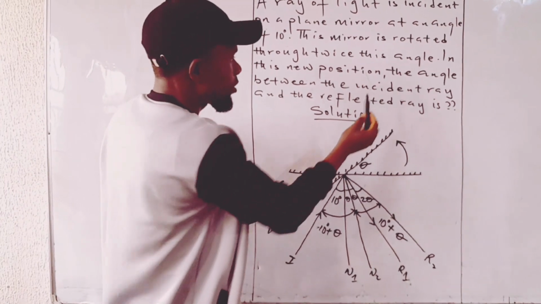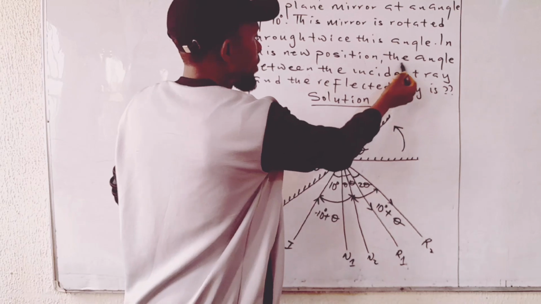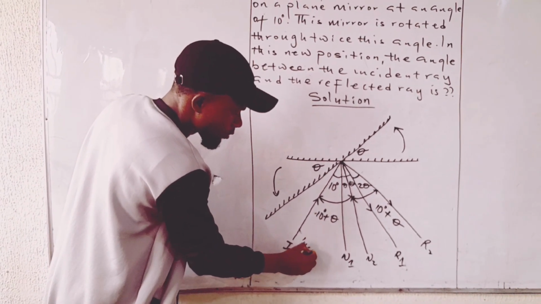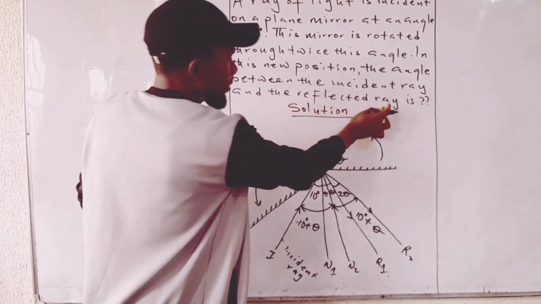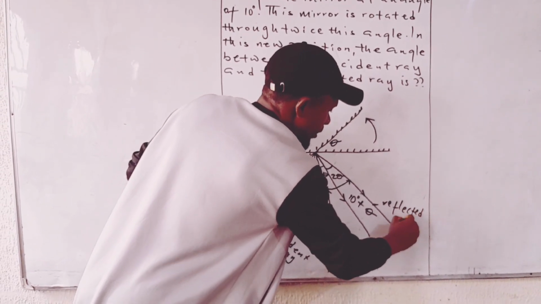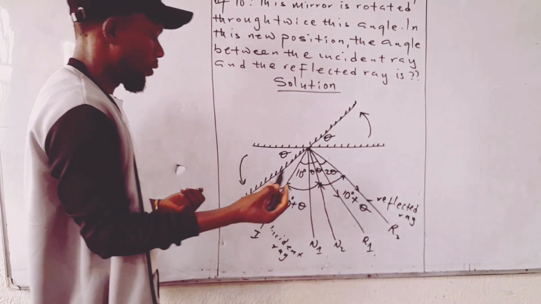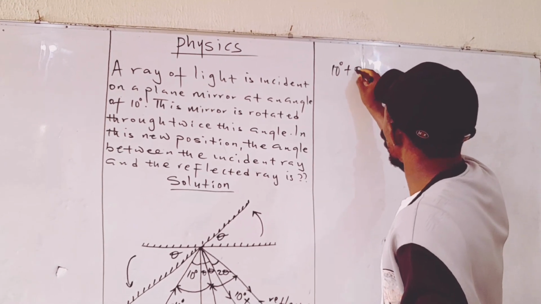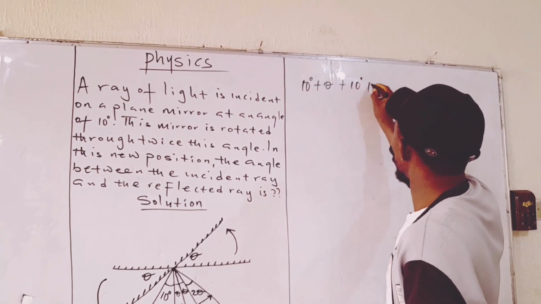Remember from the question they said, in the new position, which is this position, find the angle between the incident ray, this is my incident ray, and the reflected ray, which is the new reflected ray. That means from this point to this point is what we are looking for. What will I now get? I'll have 10 degrees plus theta plus 10 degrees plus theta.